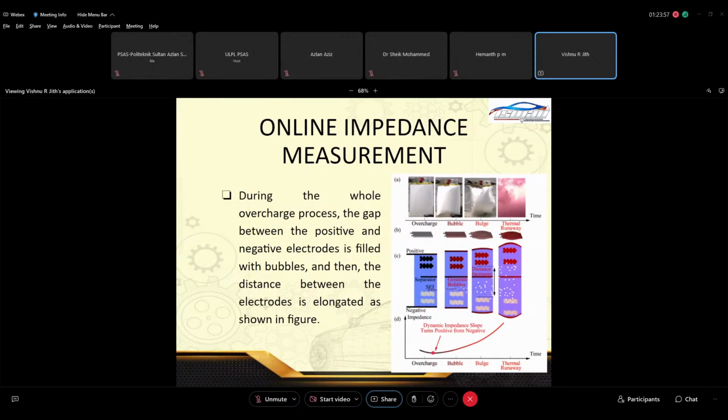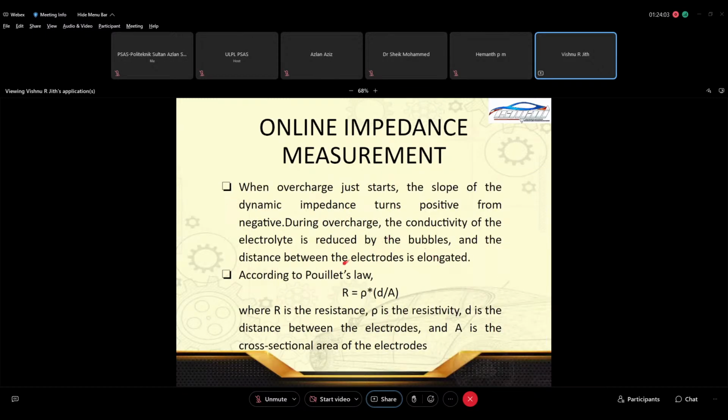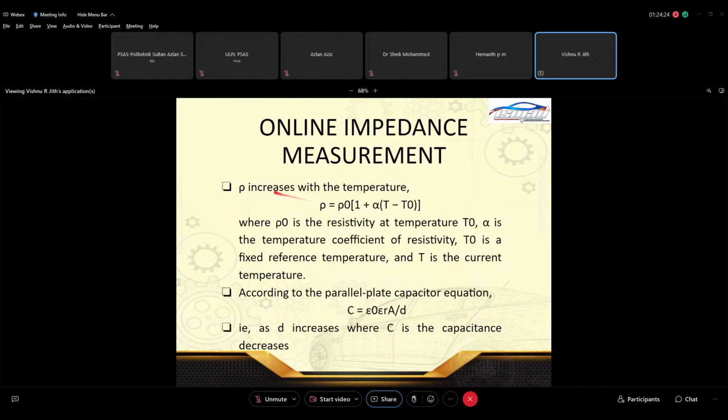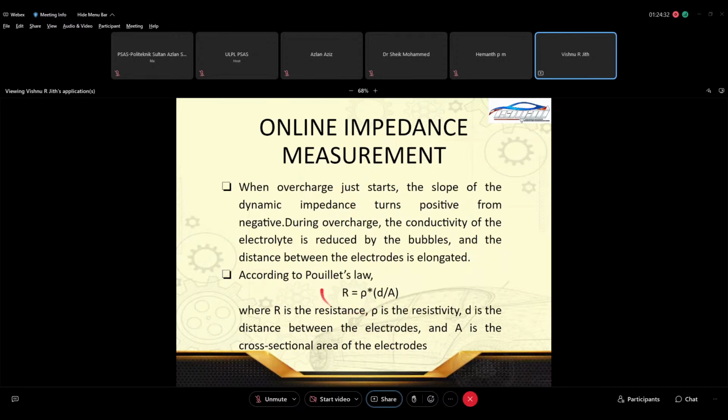So when this overcharge happens, the dynamic impedance increases, and it's because of two reasons. That is, during overcharging, the conductivity of the electrode is reduced by the bubbles, and the distance between the electrodes is elongated. Using this equation, we can see that the distance increases, and resistivity also increases. So our entire resistance is increasing. Here you can see the resistivity increases with the temperature. The temperature increases, resistivity also increases. So collectively, our entire resistance also increases.